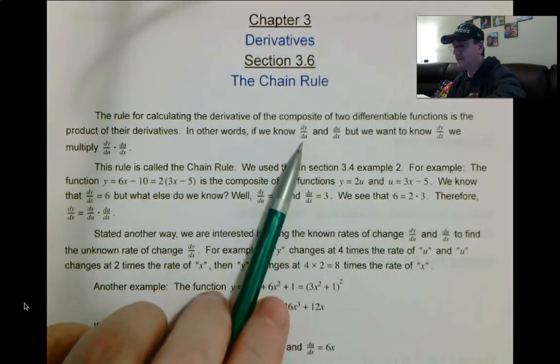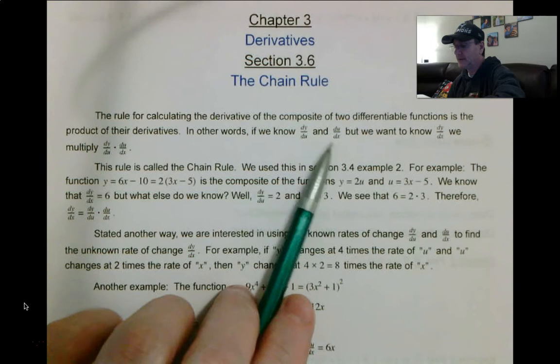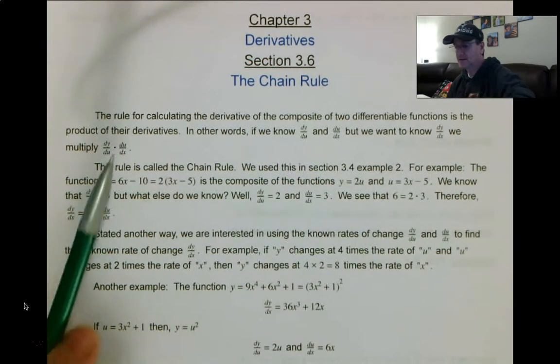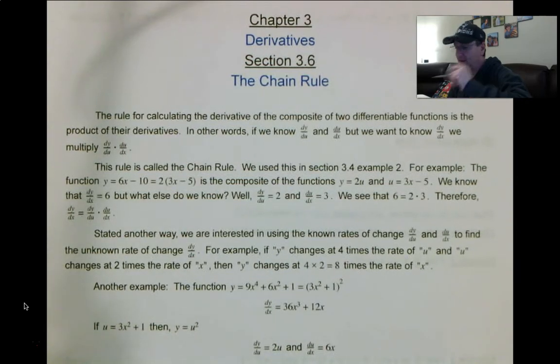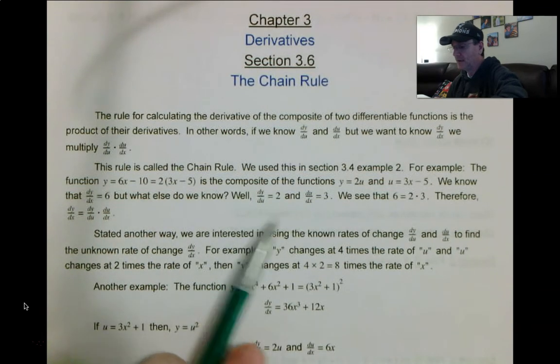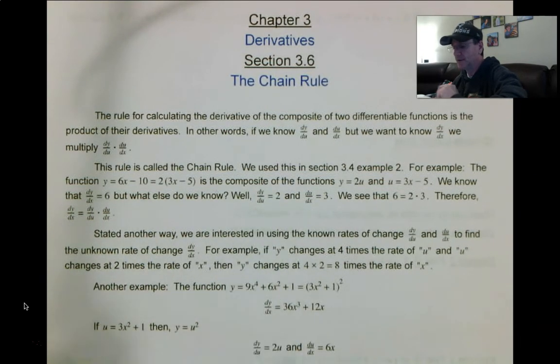So what we do is we take dy du, and we multiply it times du dx to give us dy dx, because the du's cancel. And we've seen this back in section 3.4 in example 2, when we solved this problem by finding dy du and du dx. We multiplied 2 times 3, and we got 6.